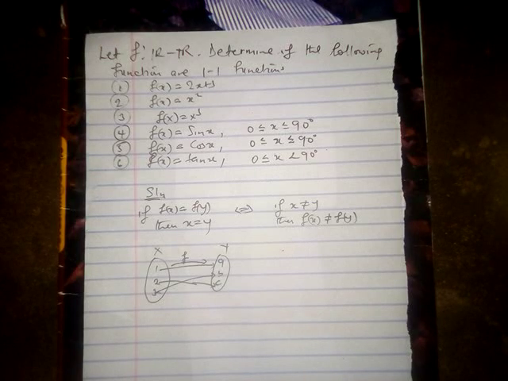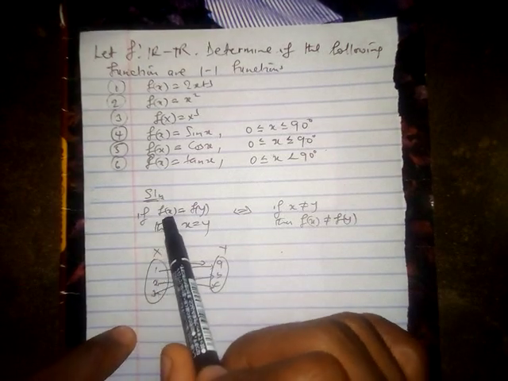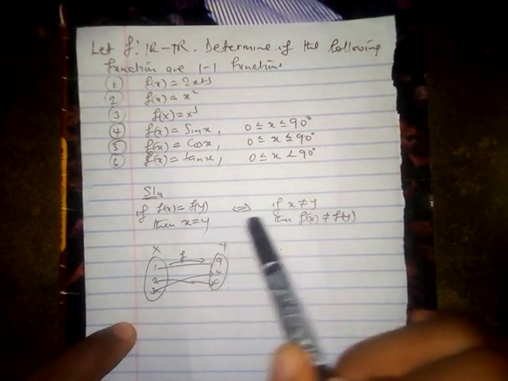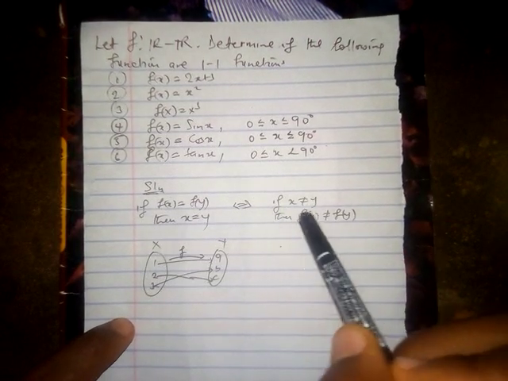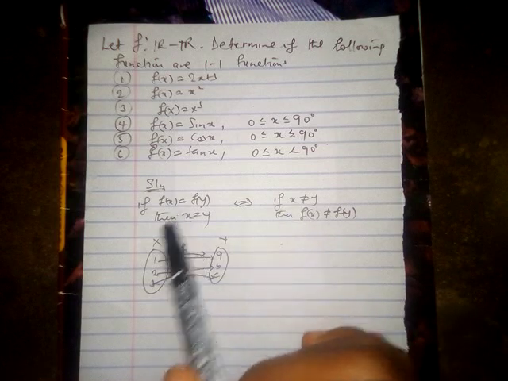In this video we're going to check for one-to-one functions. Here are the following questions. They are asked to check if these functions are one-to-one. For a function to be one-to-one, it must satisfy this rule: if f of x is equal to f of y, then x must be equal to y. Equivalently, if x is not equal to y, then f of x is not equal to f of y. This is the contrapositive definition of this.